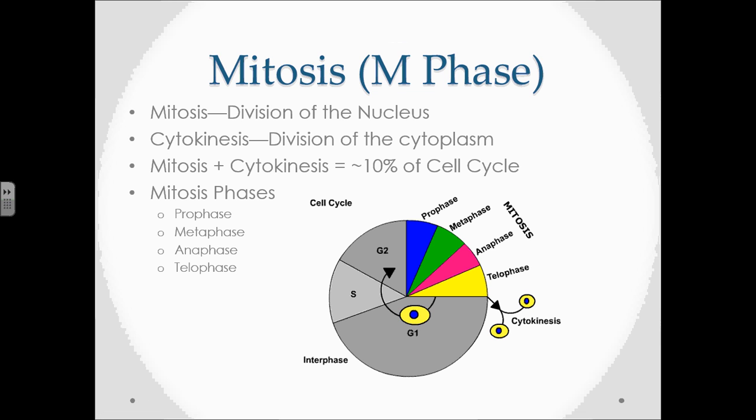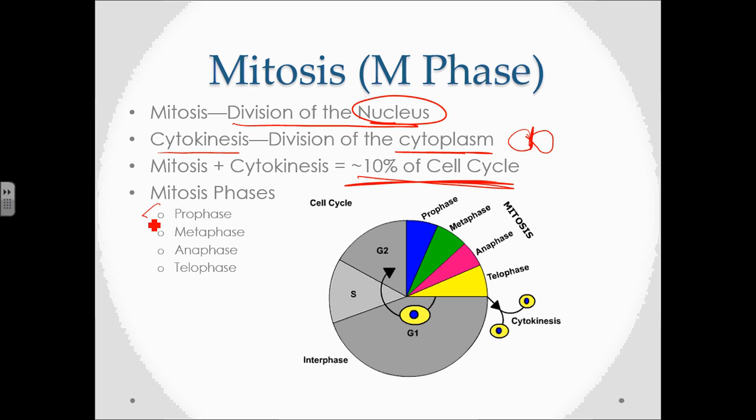So let's talk first about mitosis, actual cell division. Mitosis is technically the division of the nucleus, so all the genetic material. And cytokinesis is the division of the cytoplasm. This is what actually pinches off and makes those two separate cells. Mitosis plus cytokinesis is about 10% of the life of a cell. The phases of mitosis are prophase, metaphase, anaphase, telophase.